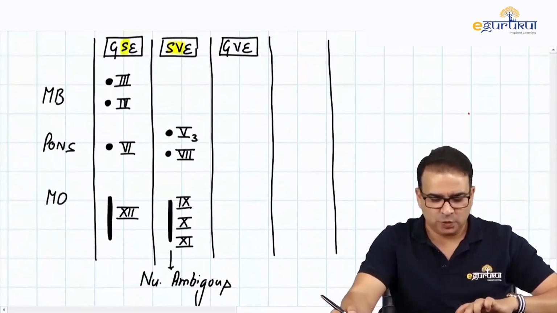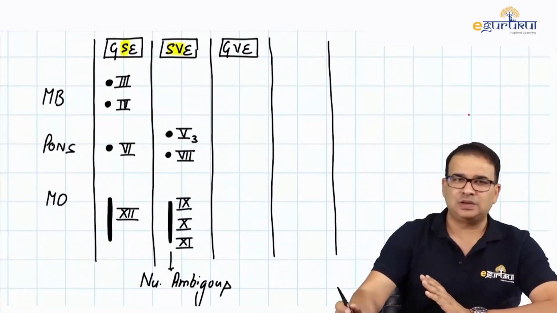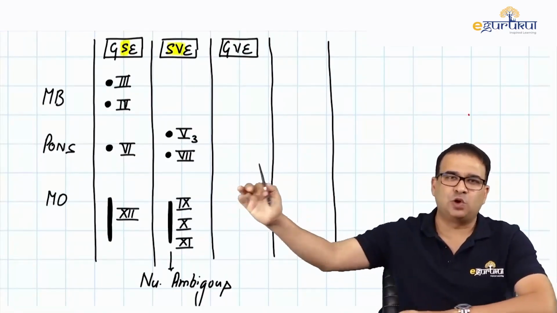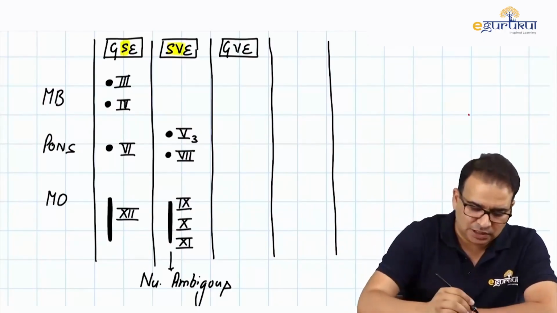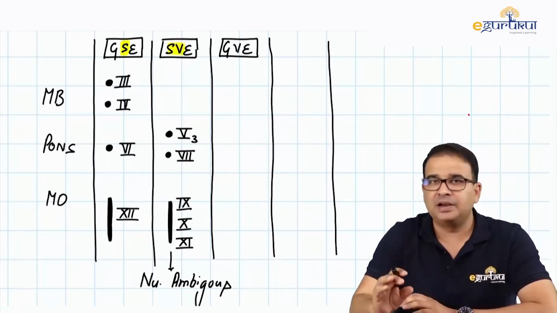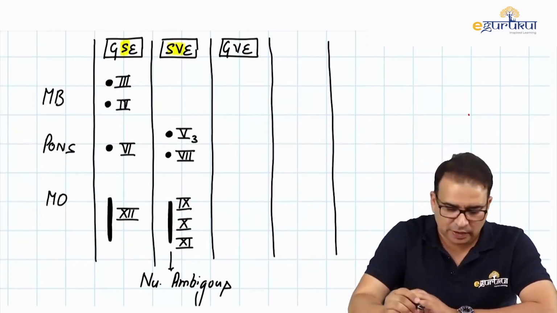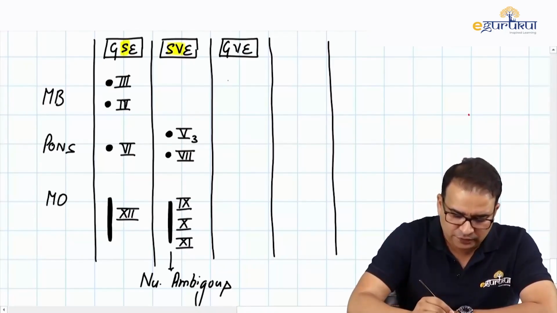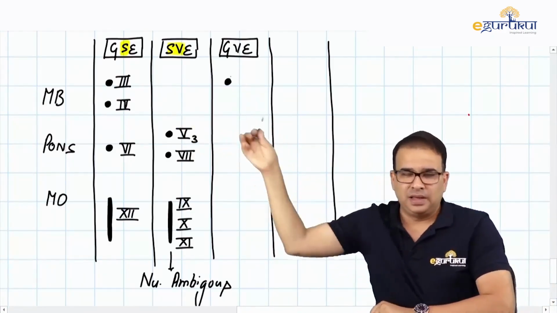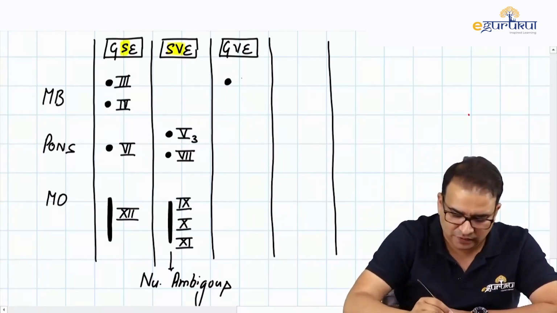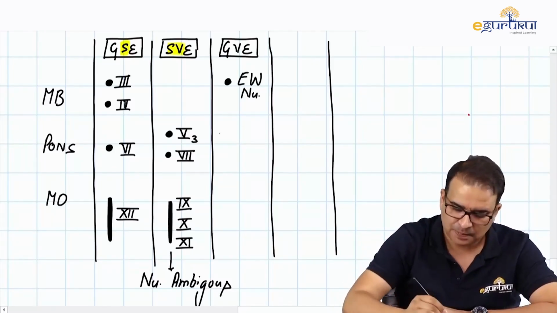Coming back to the table here, we're done with the first two columns, and we already said that the common thing between the first two columns is they are specifically for skeletal muscle. There comes the third column, the GVE, the column dedicated to smooth muscles and glands. Now let me tell you what nuclei are there. The first nucleus that you see here is present at the level of the third nucleus in the midbrain, and this nucleus is the Edinger-Westphal. I'm writing EW, that is the Edinger-Westphal nucleus.